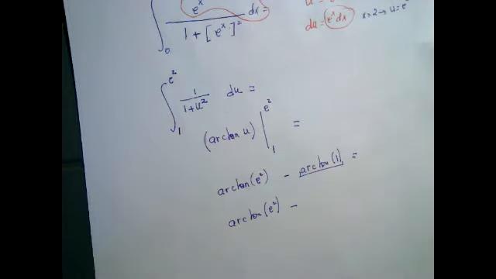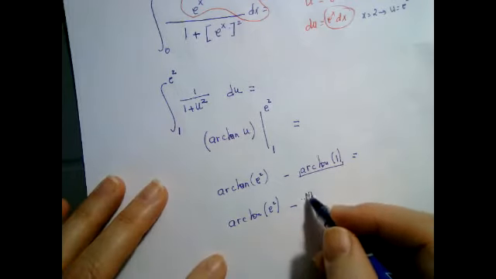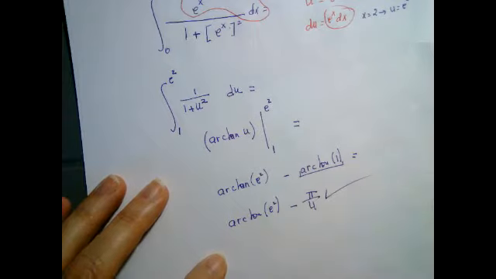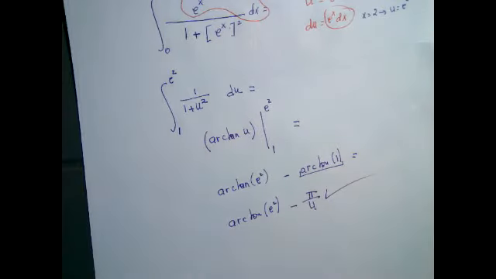What's the angle whose tangent is 1? That's what the arctangent is. It's the angle whose tangent is 1. Is it pi over 4? Yes, pi over 4. Okay. And that's the end of my problem.